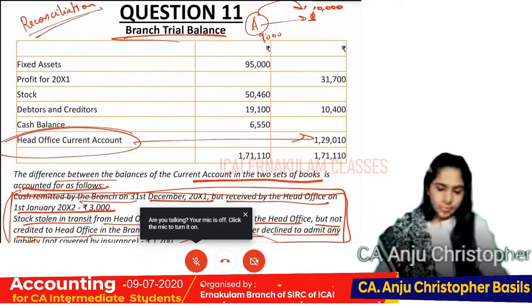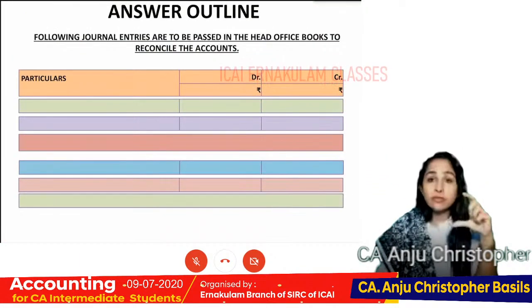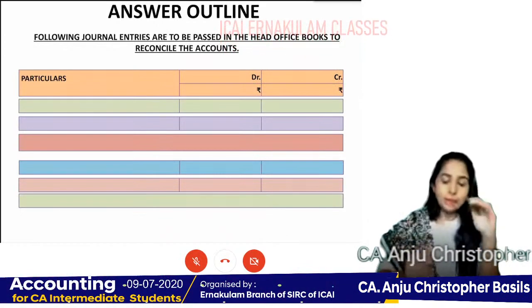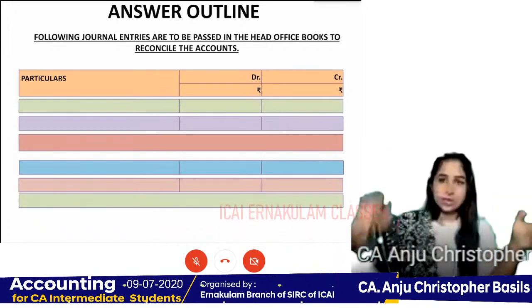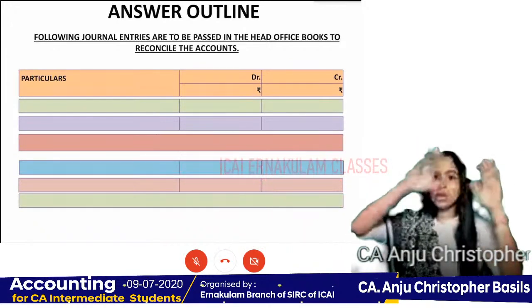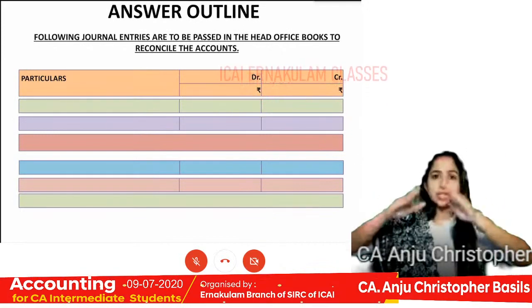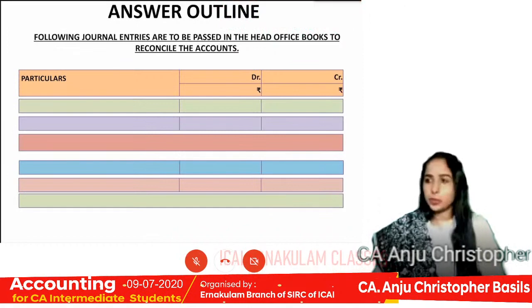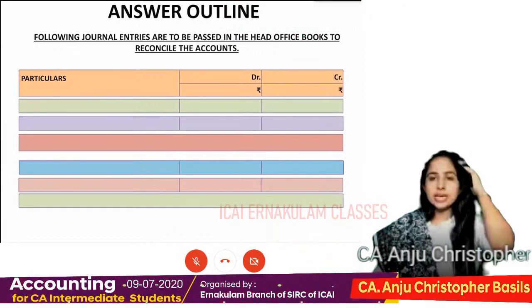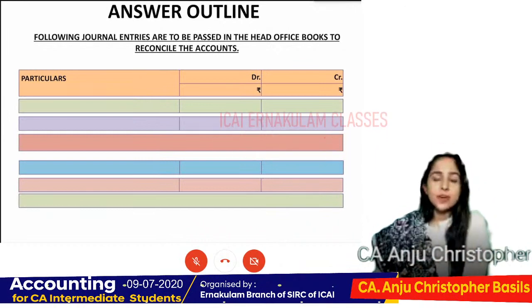Don't worry about it. So students, here you have got to pass certain set of journal entries. So kindly have some working for that. As in the answer outline, you will have the format for it, right? Particulars, debit amount, credit amount. All right. So kindly have that format ready. And once you're done, please let me know. Okay. Just the formats would do for the time being. Everybody kindly prepare the formats.